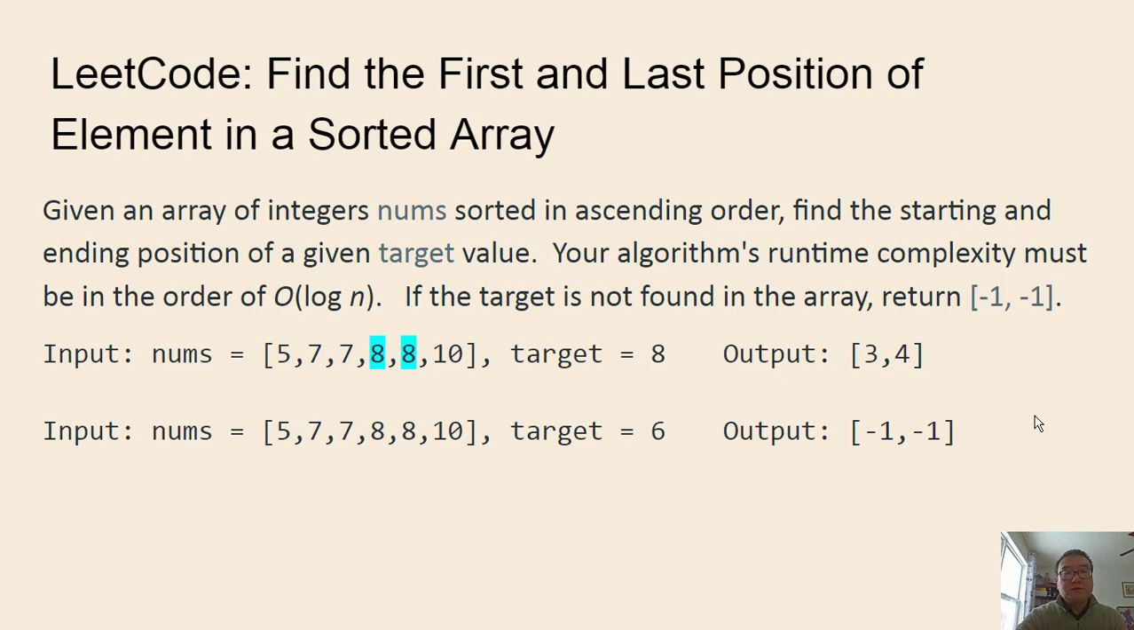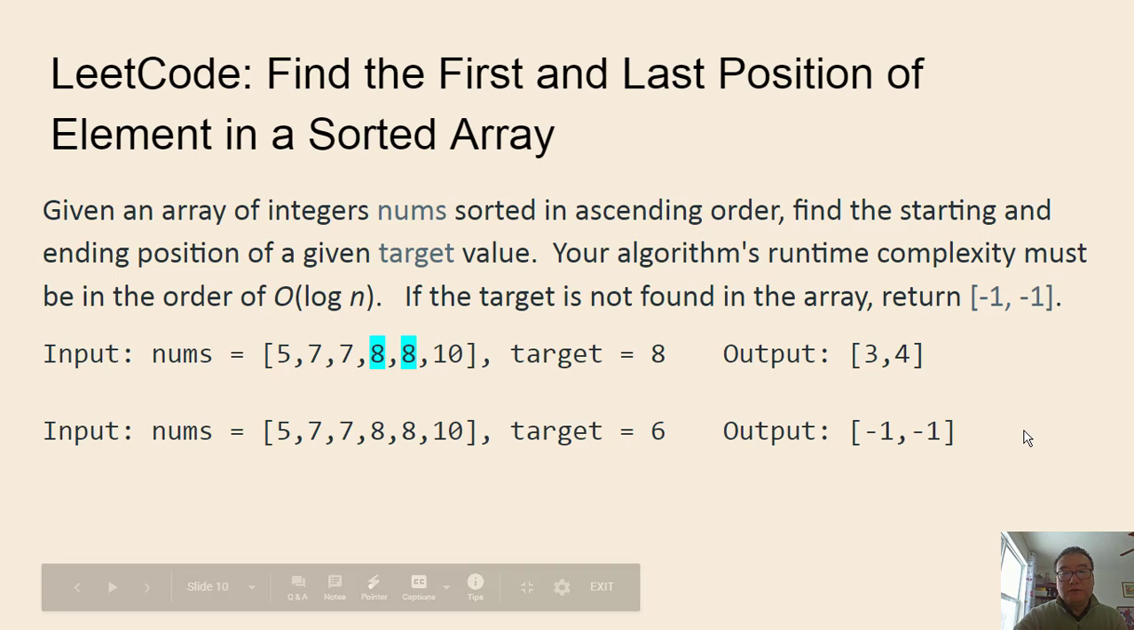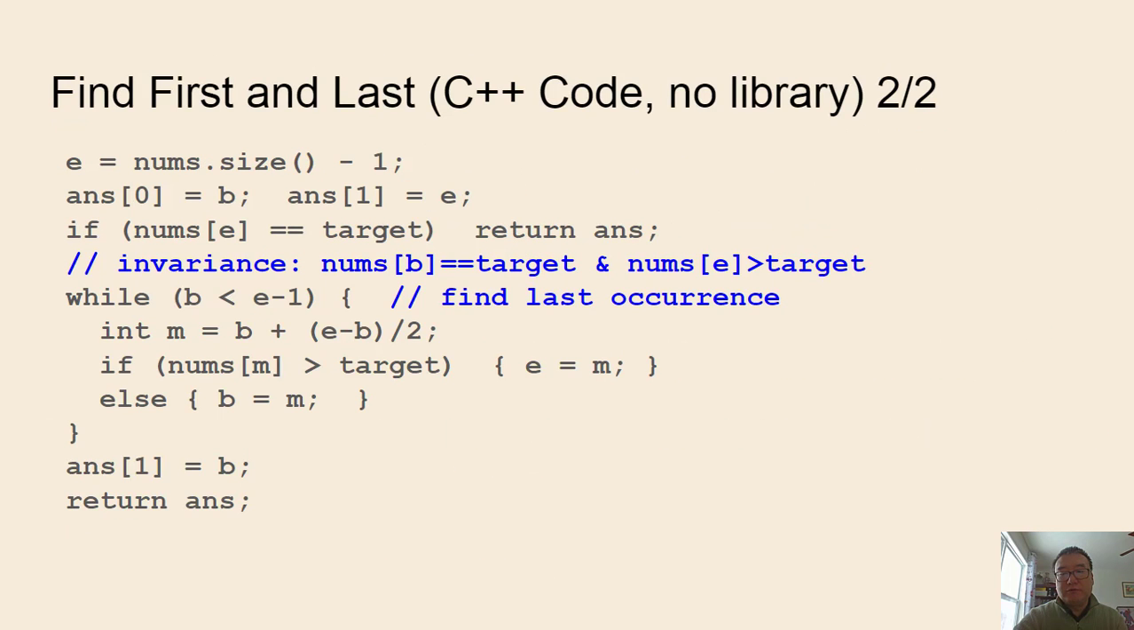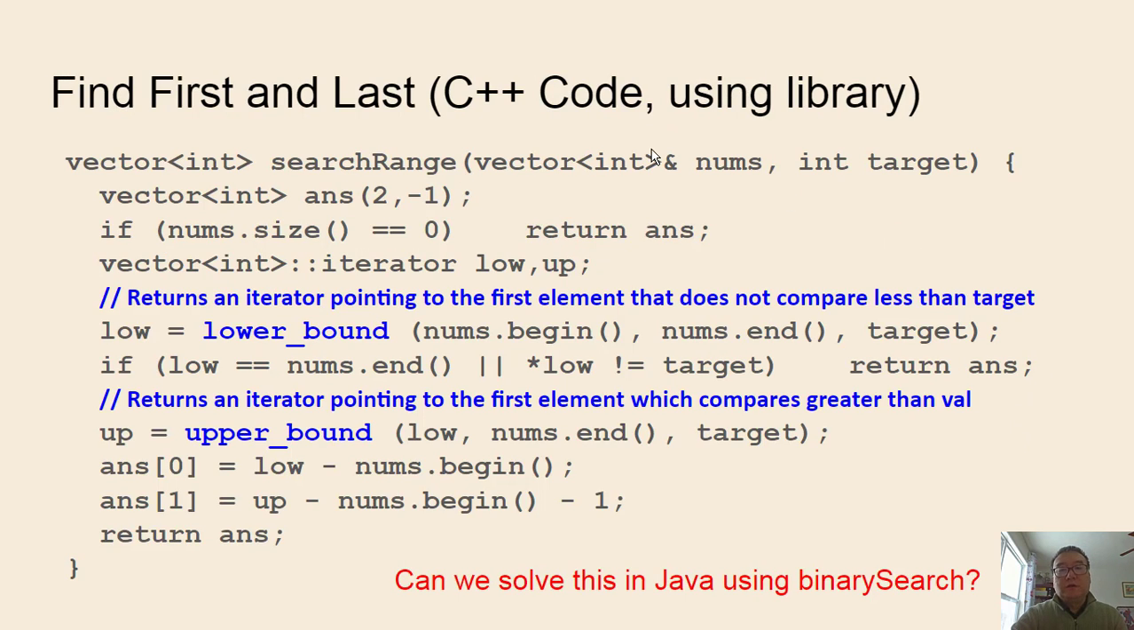Now I want to look at this problem again, finding the first and last position of an element in a sorted array. We use binary search to solve it, but most languages have a binary search function that we can use. So let's look at how to use the library functions to solve this problem. It's fairly straightforward to use C++.